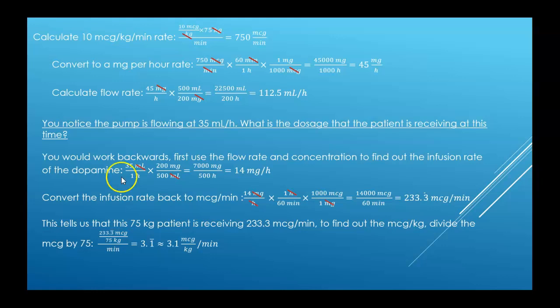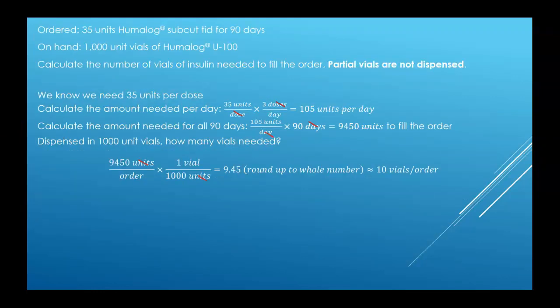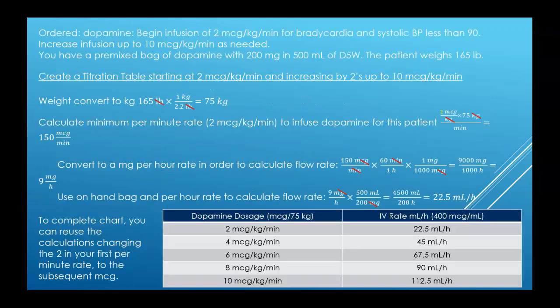Okay, so now this says you notice the pump is flowing at 35 milliliters per hour. What is the dosage that the patient is receiving at this time? So if we look back, the pump is pumping at 35 milliliters per hour. That's not on our chart, so we want to find out what the patient's receiving. How many micrograms per kilogram per minute is being pumped at that time?